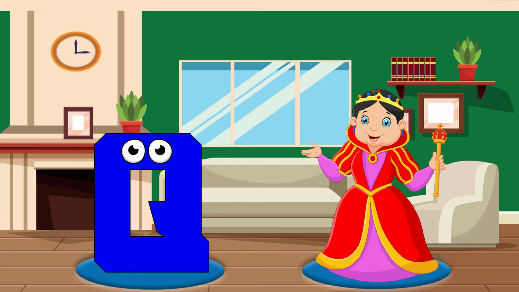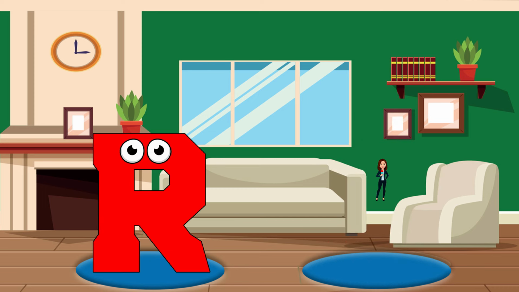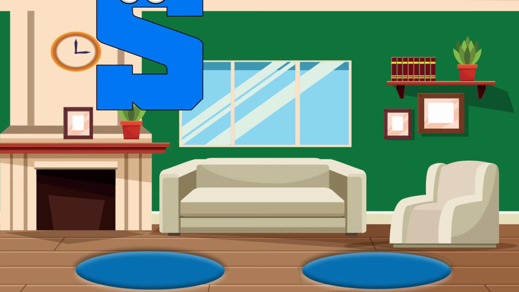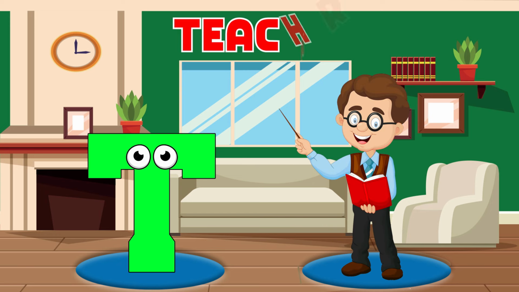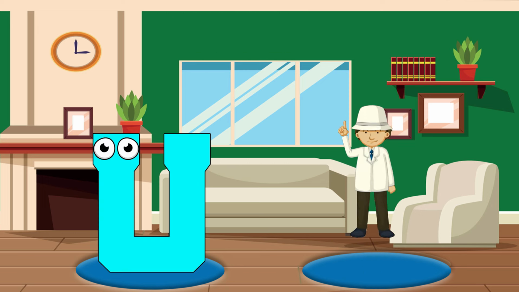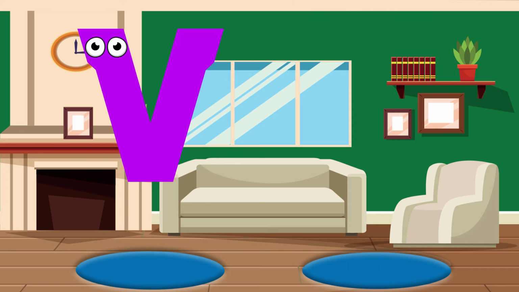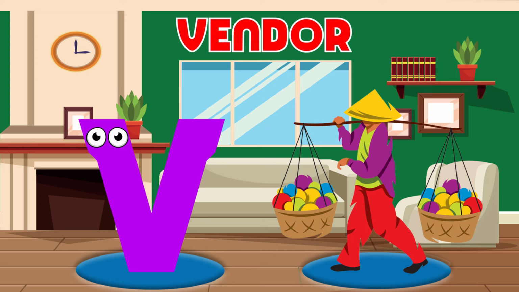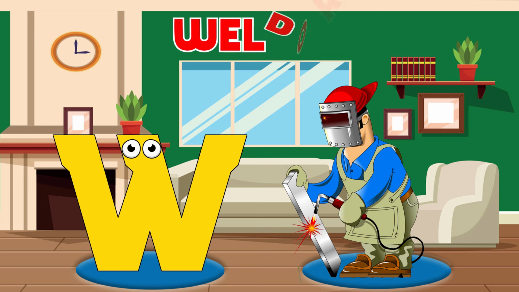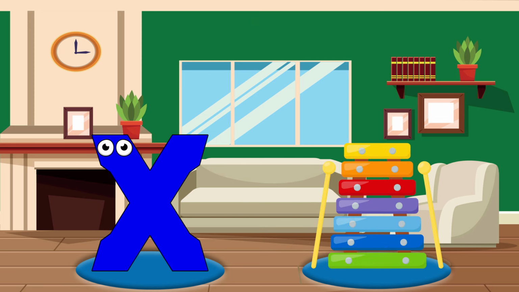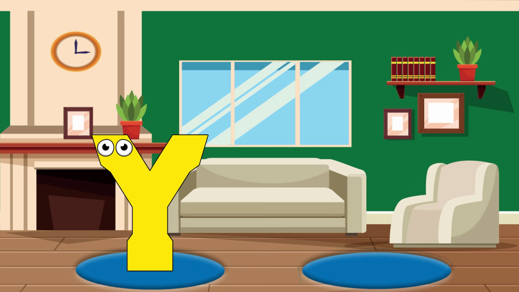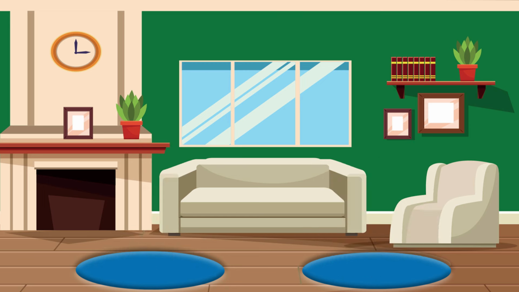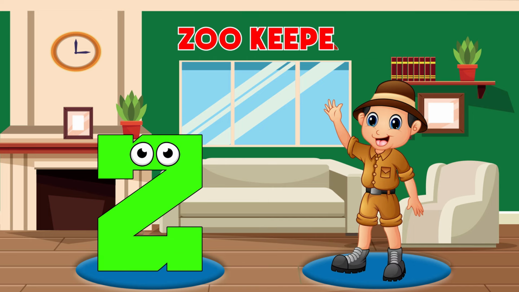Q is for queen. Queen. R is for reporter. Reporter. S is for singer. Singer. T is for teacher. Teacher. U is for umpire. Umpire. V is for vendor. Vendor. W is for welder. Welder. X is for xylophonist. Xylophonist. Y is for yarn winder. Yarn winder. Z is for zookeeper. Zookeeper.